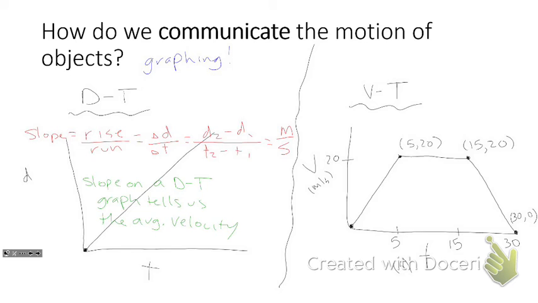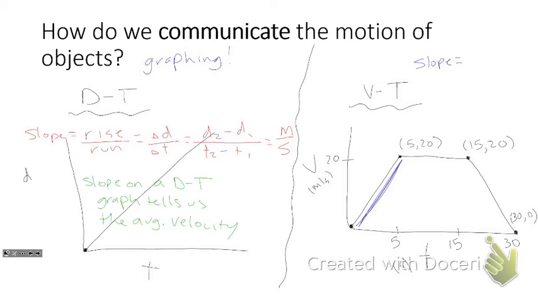What if I found the slope for this region right here? And that's the straight line right there. If I found the slope on a velocity time graph, what will that tell me? Acceleration. It will tell me the acceleration, right?